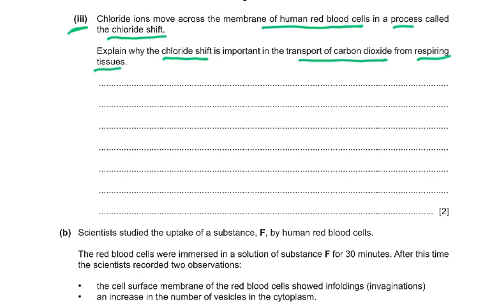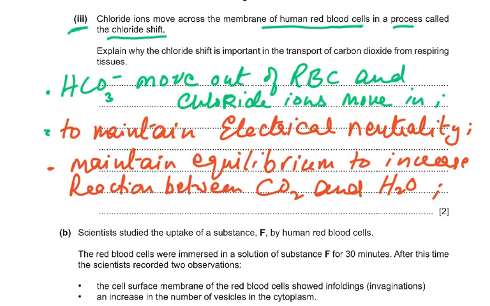I mean, I'm not going to be revising the syllabus here. You need to revise this part of the syllabus if you're not very clear on this. So you must know how to word this. HCO3 negative ions move out of red blood cell and chloride ions move in to maintain electrical neutrality. Or you could have said to maintain the equilibrium to increase the reaction between carbon dioxide and water.